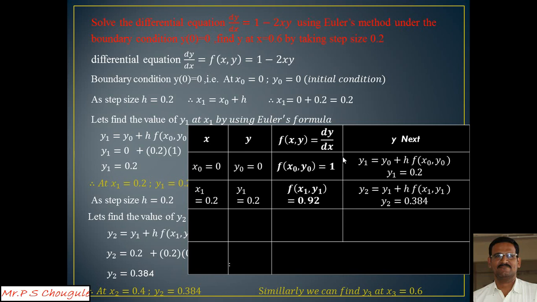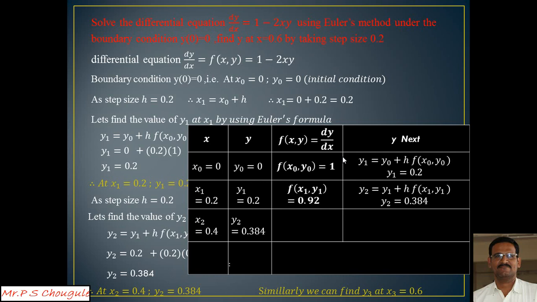So in this way, in the tabular form only, you can write it. So by this, y2 is equal to 0.384, which has been derived. Now x2 is equal to 0.4, and the value of y2 we have to take from what we have derived, which is 0.384. So write it over here.